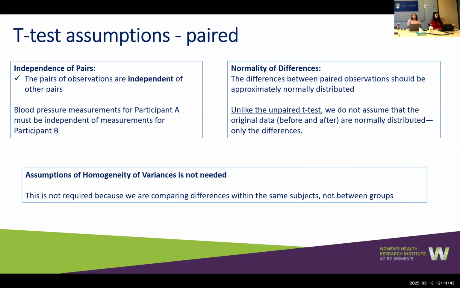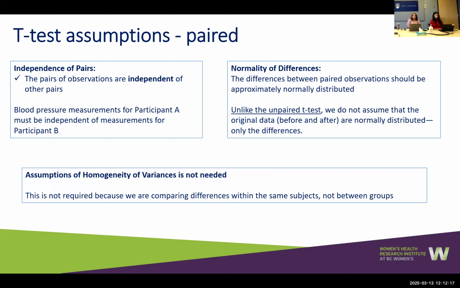So now we're going to the paired test. Because it's a paired test, the assumptions of normality and independence will still need to be checked. But here, it's not that all our blood pressure measures, before and after, should be normally distributed. What we need to check here is the difference. So basically, the difference between our blood pressure after and before should be normally distributed.